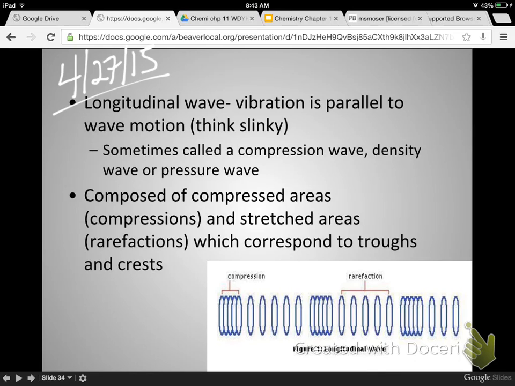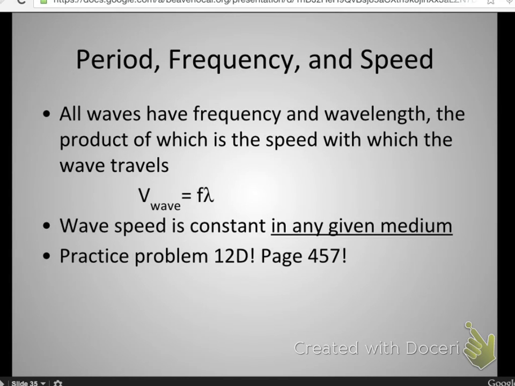You knew this was coming. Okay. This is more math that you're going to absolutely love. We can measure things about waves. They all have a wavelength, they all have a frequency, and the product of that is the speed that the wave is traveling at. So the velocity of the wave. In the same medium, wave speed doesn't change. That's critical. As long as you don't change mediums, wave speed doesn't change.